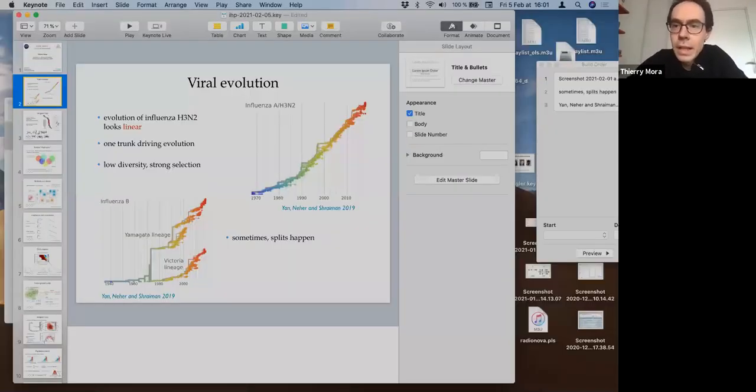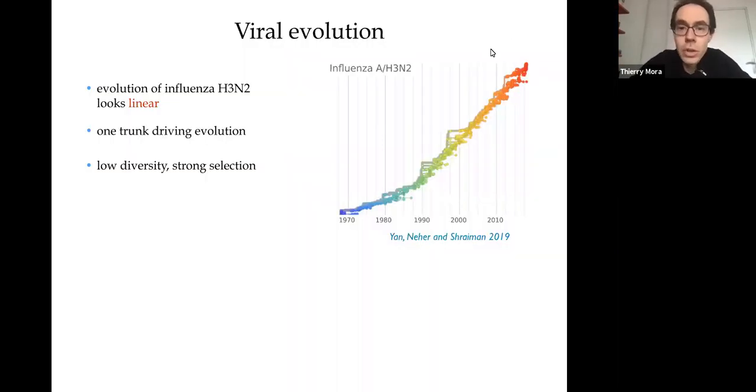This is the way that, for instance, influenza evolution looks. If you look at H3N2, it looks fairly linear, right? You have a trunk that dominates the evolution, and you have low diversity, which suggests strong selection on that strain. So that's one type of evolution, and sometimes you also have other examples.